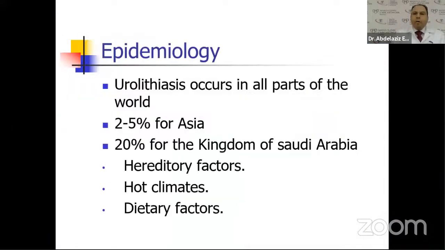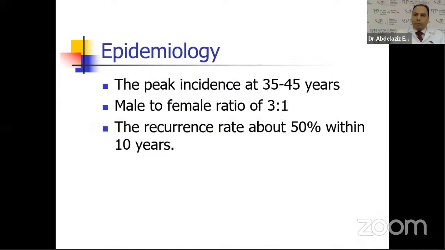Urolithiasis occurs in all parts of the world. In Asia, it is about 2 to 5%, and about 20% for the Gulf region. It is due to hereditary factors, hot climates, and dietary factors. The peak incidence of urolithiasis is from 35 to 45 years of age. The male to female ratio is about 3 to 1. The recurrence rate is about 50% within 10 years.